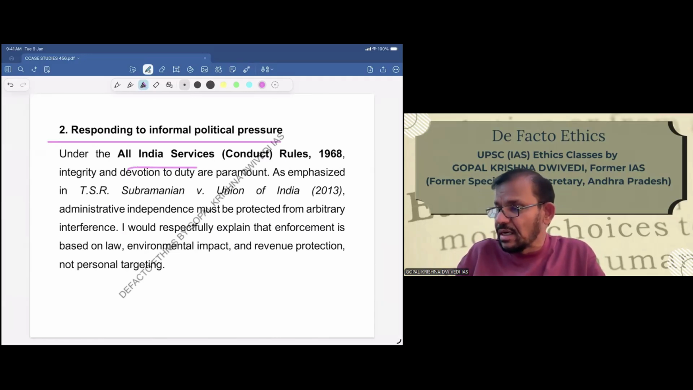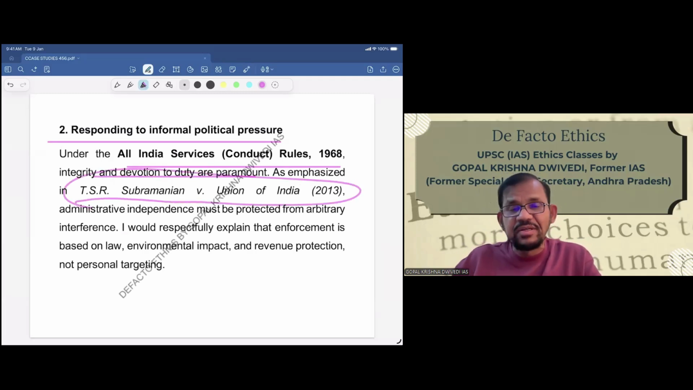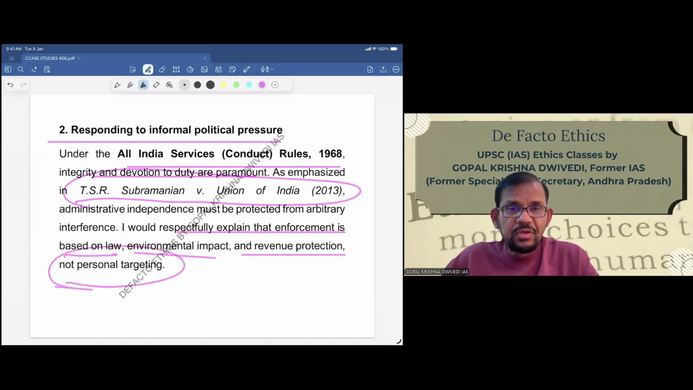Under All India Service Conduct Rules 1968, integrity and devotion to duty are paramount. Then another very key Supreme Court case, TSR Subramaniam versus Union of India: administrative independence must be protected from arbitrary interference. I would respectfully explain that enforcement is based on law, environmental impact, and revenue protection, not personal targeting. So this is the only way out. You have to very politely and respectfully explain to the concerned political leader that you are doing as per law and there is nothing personal targeting, or that you are actually doing it in the interest of the district.